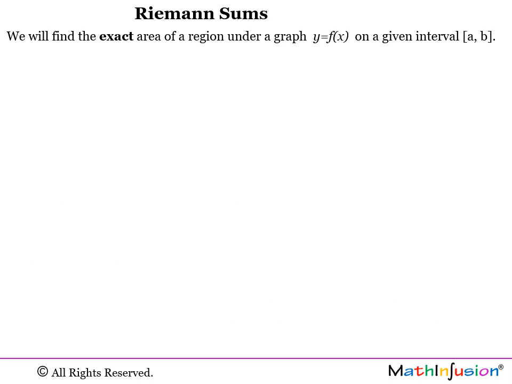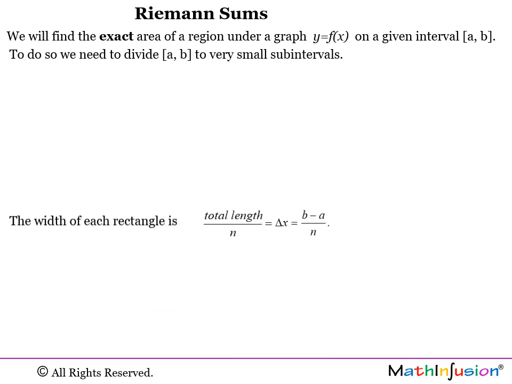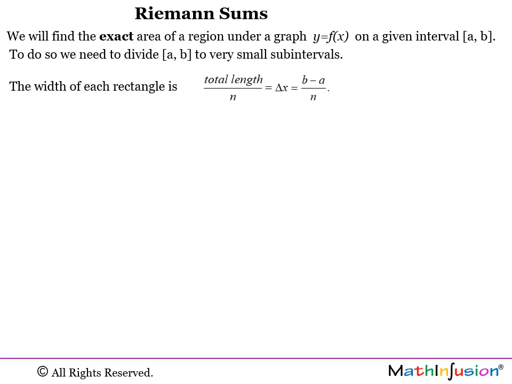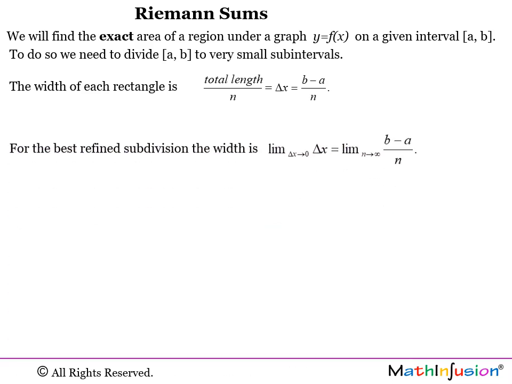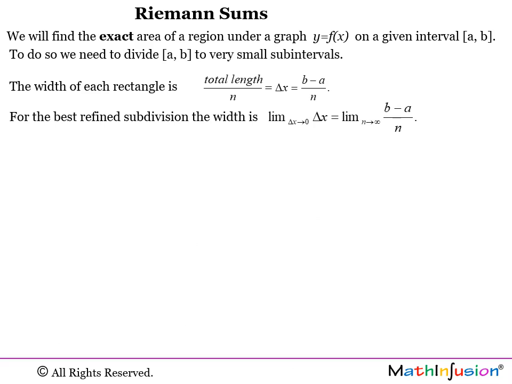We will find the exact area under a graph on a given interval [a, b]. To do so, we need very small subintervals, which means that n is very, very large. The width of each rectangle is always the total length over n, which is delta x, which equals (b minus a) over n. For the best refined subdivision, the width is the limit when delta x approaches 0, which means that this is the limit as n approaches infinity of (b minus a) over n.